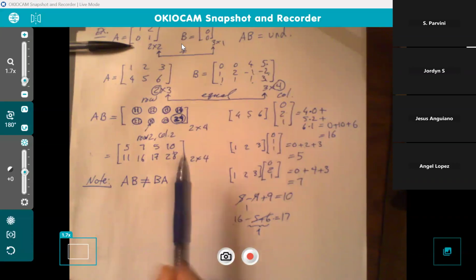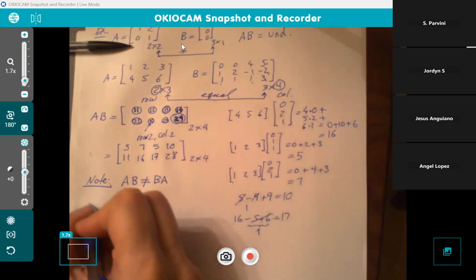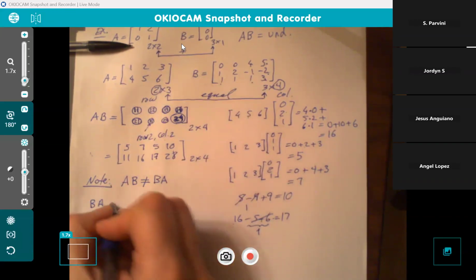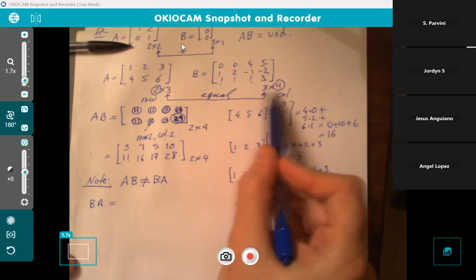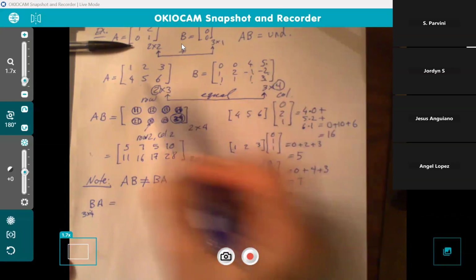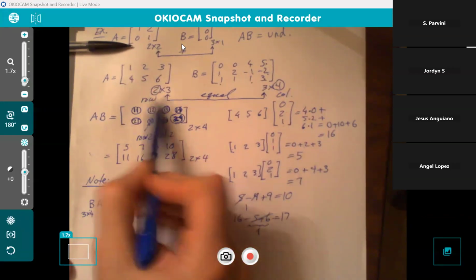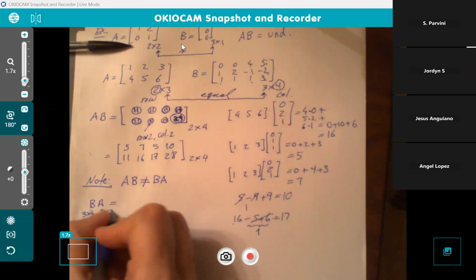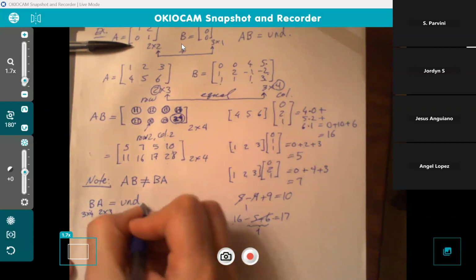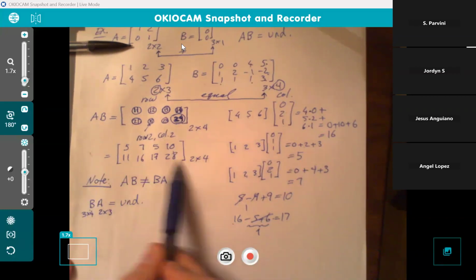We did it. Let's say I want to do BA with the same two matrices you see. What is the size of B? 3 by 4. The size or order of A is 2 by 3. What do you think? Is BA defined? No. See the inside numbers? So the product is undefined. AB was definitely defined, BA is not.